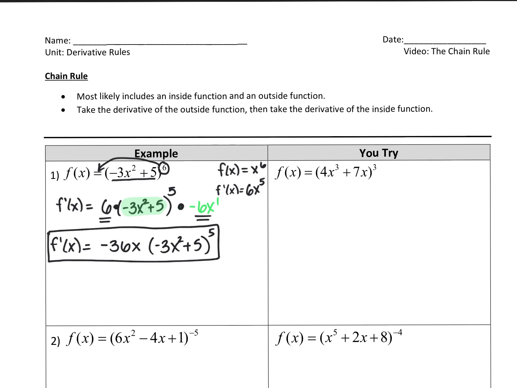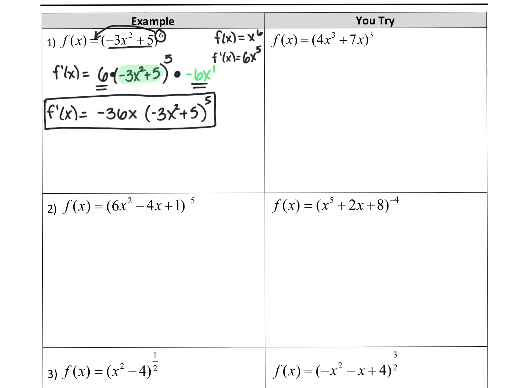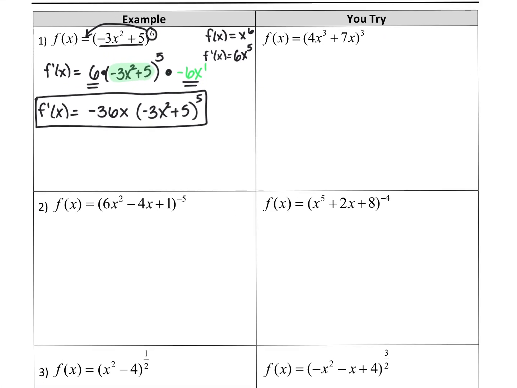All right, let's try another example. So example number 2, same concept, except now we have a negative 5 on the outside. I want you to treat this as if it is f of x equals x to the negative 5. So what you would do is the derivative of that, bring the negative 5 in front, keep the base, keep the x, and decrease the power by 1. So negative 5 minus 1 is negative 6, right? We're subtracting.